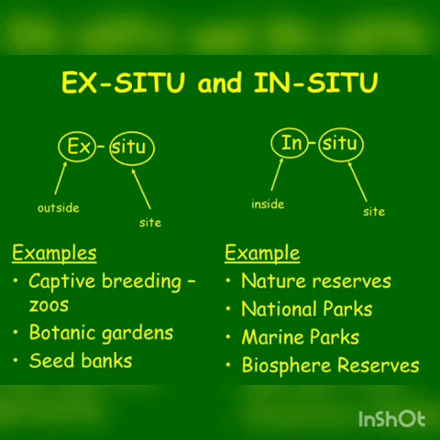So in the next slide you will see examples of ex situ and in situ. Examples of ex situ are captive breeding, like in zoological parks, botanical gardens, and seed banks. Whereas in situ examples are natural reserves, national parks, wildlife sanctuaries, and biosphere reserves. They are partially different, but both are important for the conservation of wildlife.